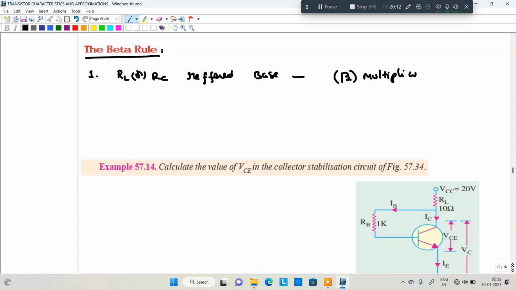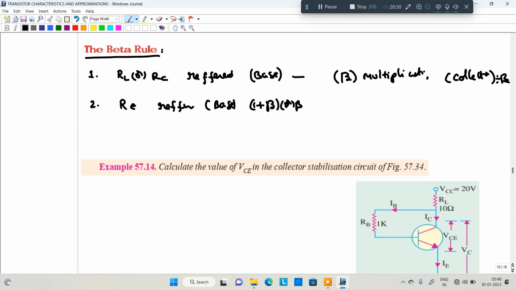Okay, that is the first point. Second point, whenever something is referred from the base circuit to the collector circuit, it is divided by beta. Second, RE, that is the emitter resistance, referred to the base is multiplied by 1 plus beta, or approximately beta.